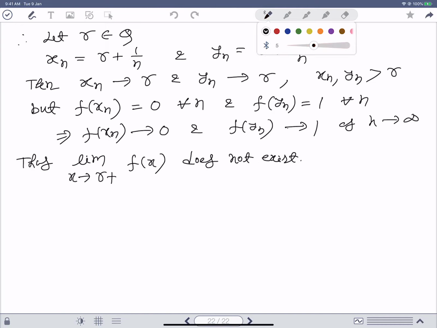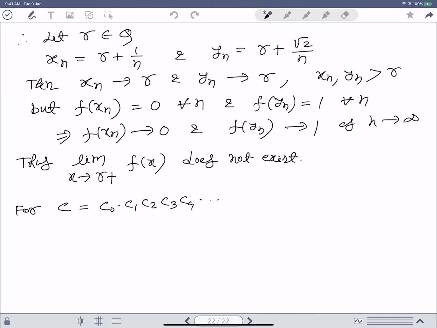So here I write, for C, say this is my C0, C1, C2, C3, C4. This is the decimal representation, right? Then you can consider xn equal to C plus 1 by n, and another one Rn equal to C0 dot C1, C2, ..., Cn. Or more specifically, you can write plus minus, whatever you have, the sign of C. Okay?